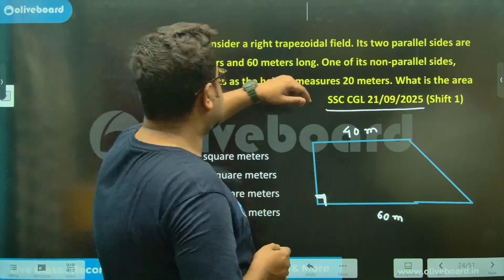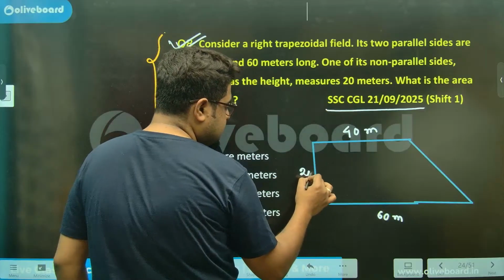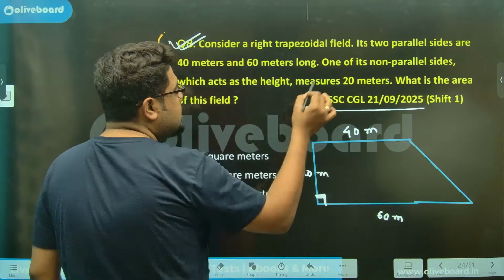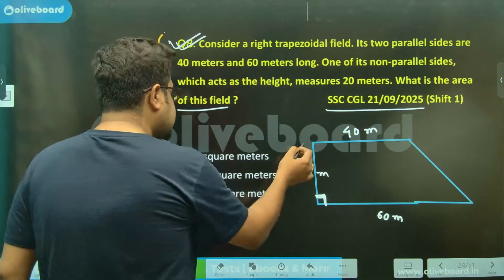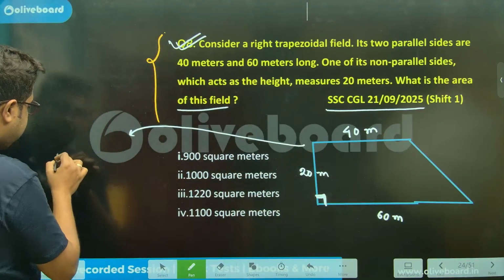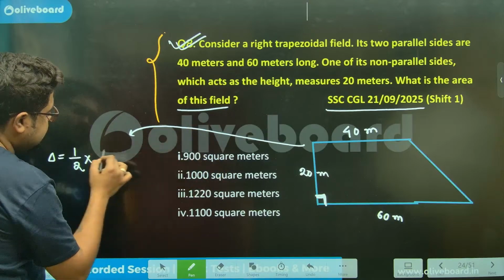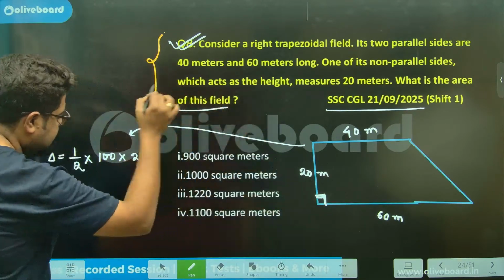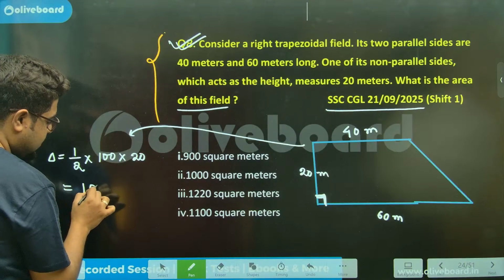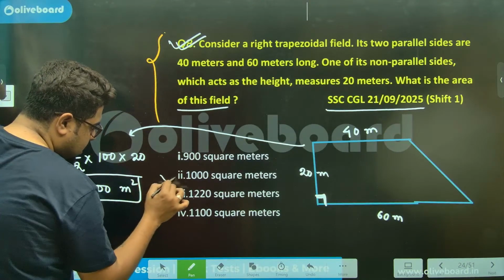Done. One of the non-parallel sides is 20 meters. What is the area? Sir, the area will be half the sum of the parallel sides, that is 40 plus 60, 100, into the height, which is 20. So 1000 meter square will be the answer, option number 2.